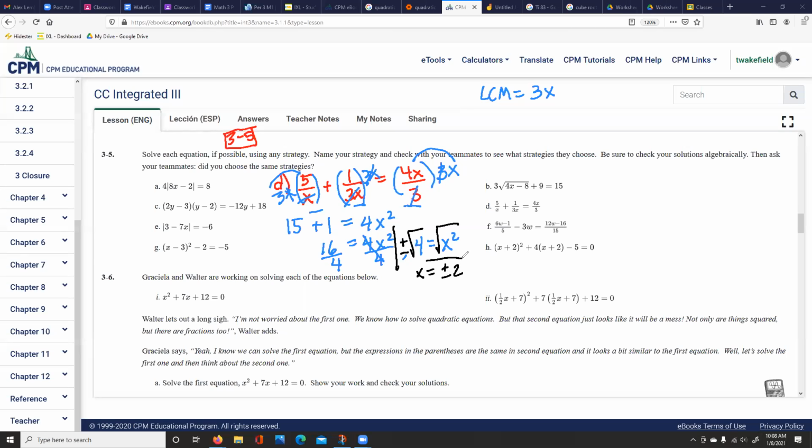So x is equal to positive and negative 2. Now one thing on these problems is it says be sure to check your solutions algebraically. And on your worksheet today, it's going to say check your work and make sure there are no extraneous solutions. I'm going to write that out in a second.